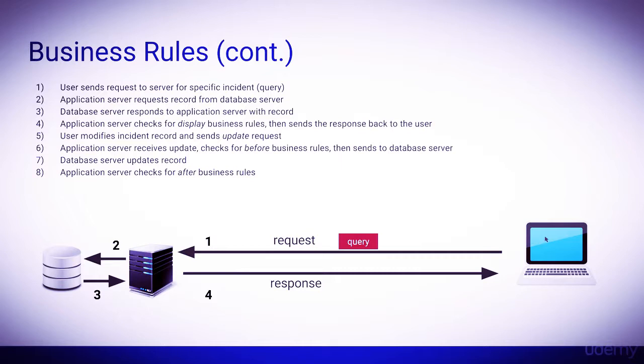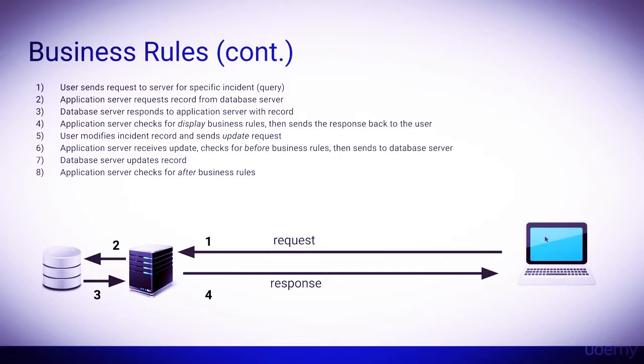The application server then requests the record data from the database server. The database server responds to the application server with the data, and then the application server checks for display business rules. The application server then sends the response back to the client. Note that the user has not been redirected to the form view until it has received the response from the application server.